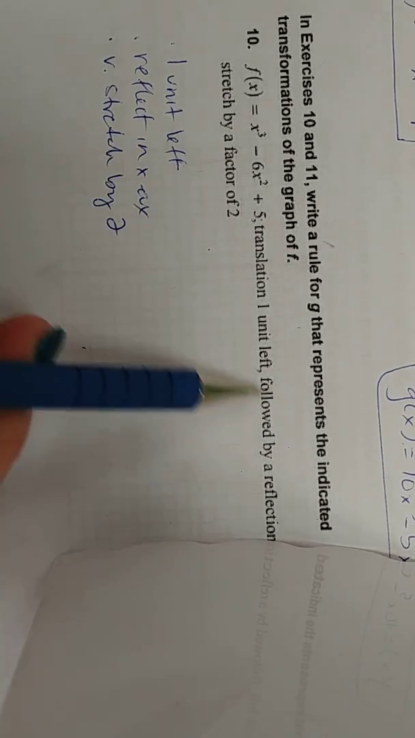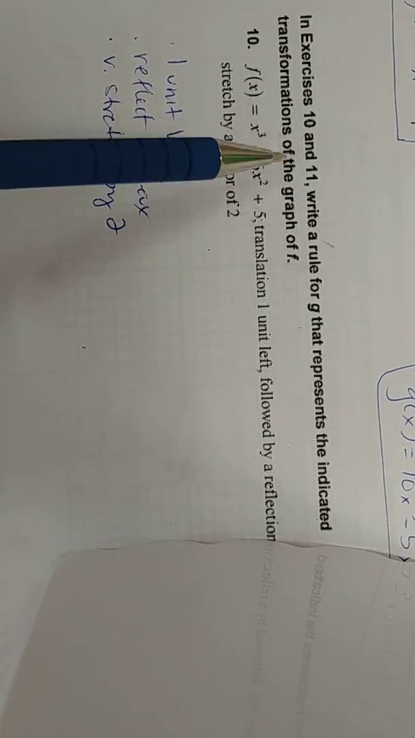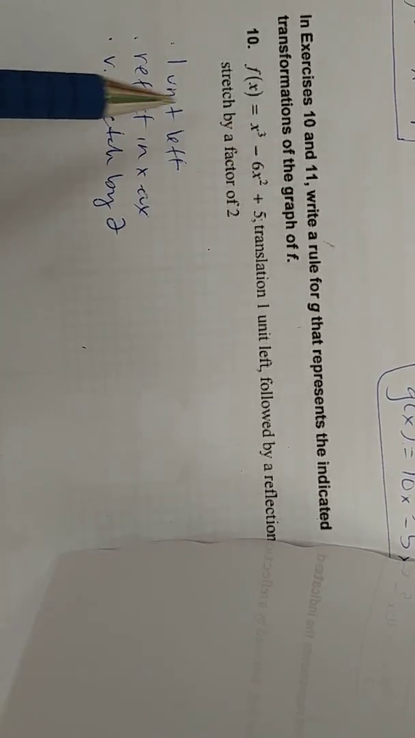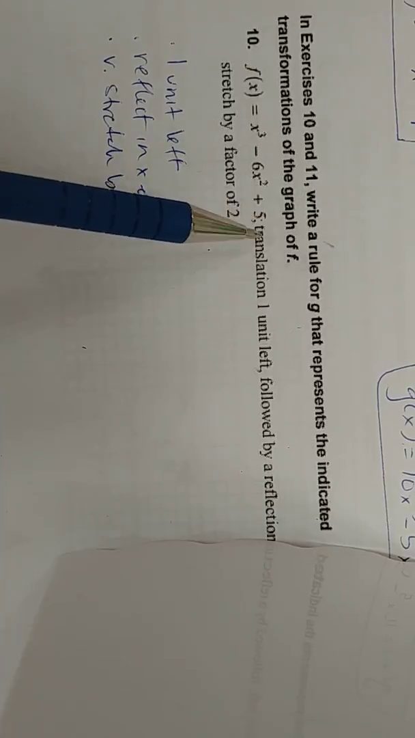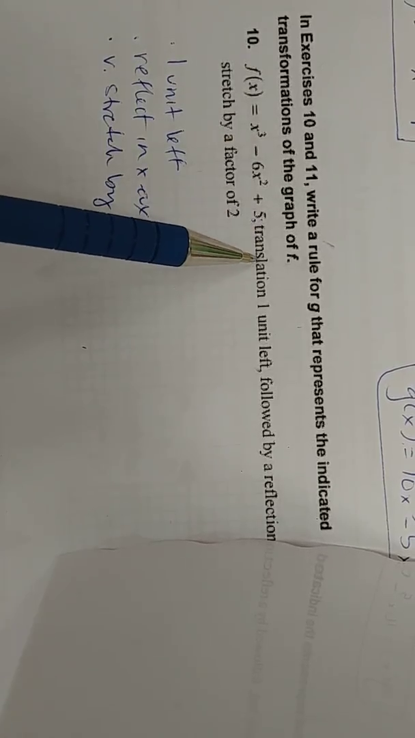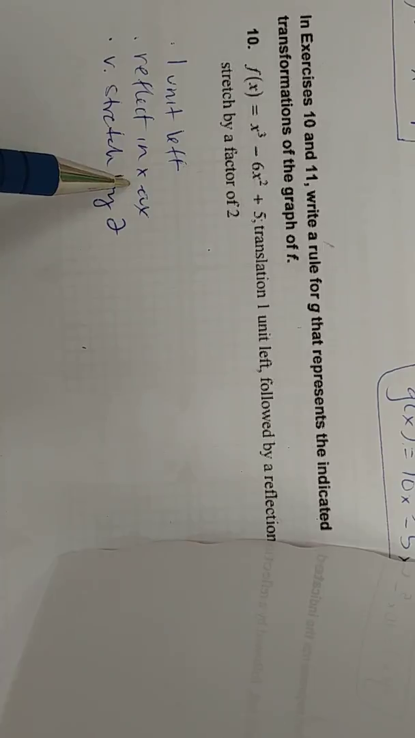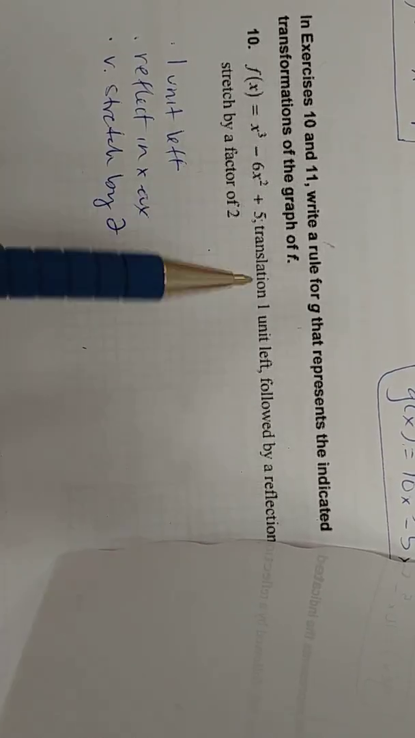For this one, it was hard to fit the entire question in the frame, so I just copied it down here, or at least the key pieces. So we have this function. We're going to write a rule for g, which looks like this graph, but translated 1 left, reflected in the x-axis, and vertically stretched by 2. So we are going to write that function, that g of x.